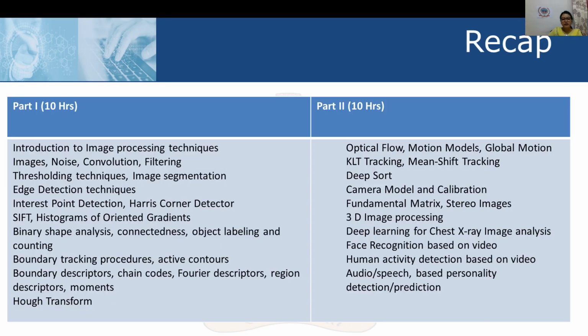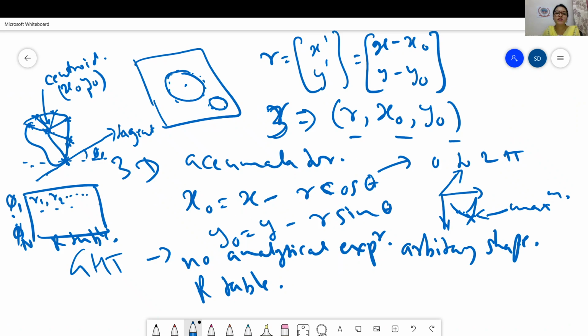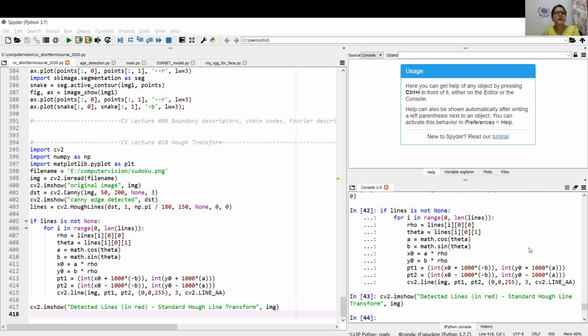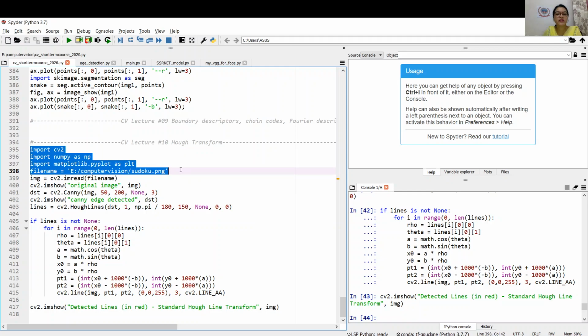So we will see the demonstration of the Hough transform. Okay, and then we will have the recap of previous sessions we have covered. So let us see it using Python. Again we will need CV2, OpenCV. We are using OpenCV for computer vision.